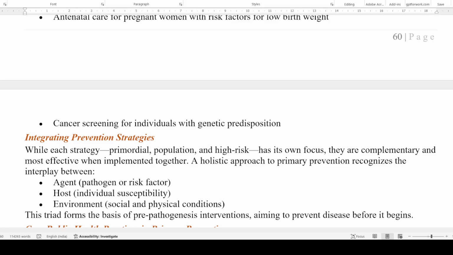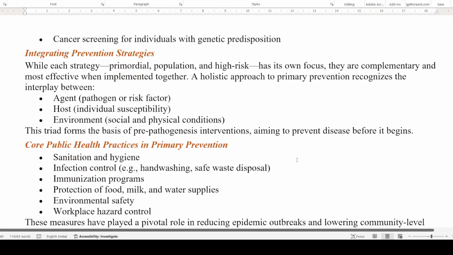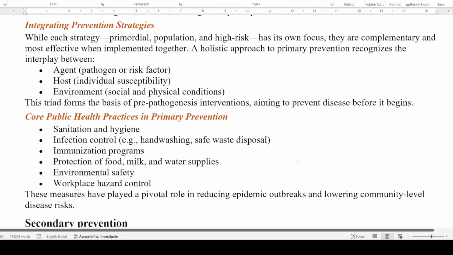Okay, so integrating prevention strategies means that while each strategy, that is primordial, population, or high risk, focuses on various factors, they are complementary and most effective when implemented together. A holistic approach to primary prevention recognizes the interplay between agent, host, and environment. This triad forms the basis for pre-pathogenesis interventions.